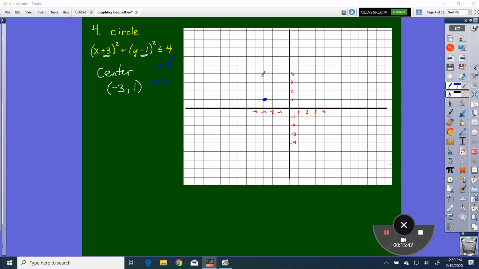So the radius is 2, so I just go 2 in each direction. 2 above, 2 below, and I go from the center. So I just go from the center, I go 2 each direction. And you try to make it a circle, okay? Now, unless you have a cheating tool like this, you're probably not going to get a perfect circle. So there's your perfect circle.